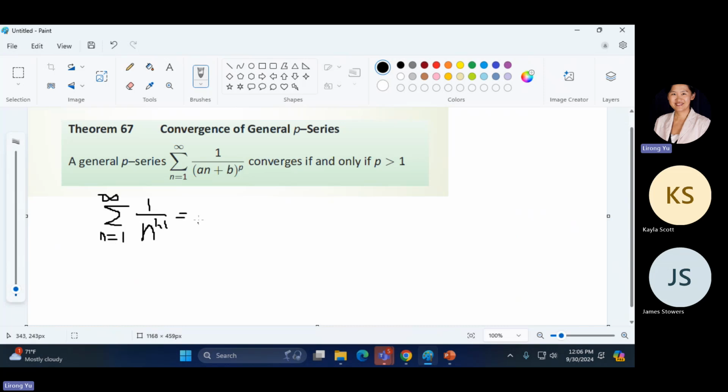And this basically equals 1 plus 1/2 to the 1.1 power, plus 1/3 to the 1.1 power, plus 1/4 to the 1.1 power. Anything that has a power slightly bigger than 1, that's all you need to have this. This is a convergence.